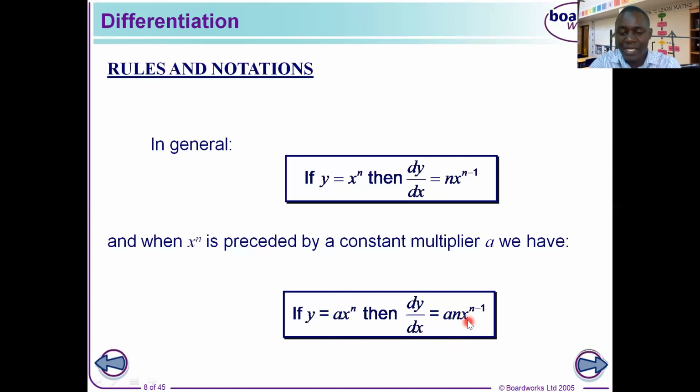So in this case now we can also say that the coefficient of x here is 1. So that we have n times 1, that gives us n. So we have nx raised to power n minus 1.